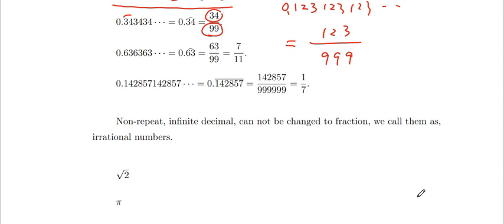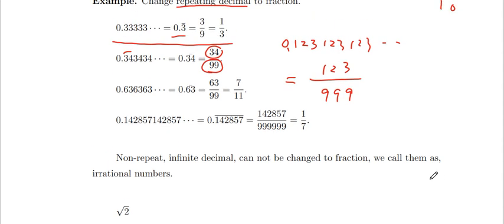So if we have a decimal number, or we find a fraction and change it to a decimal number, it's always a repeating decimal. The other ones that are non-repeating, we call those not rational numbers, or irrational numbers.